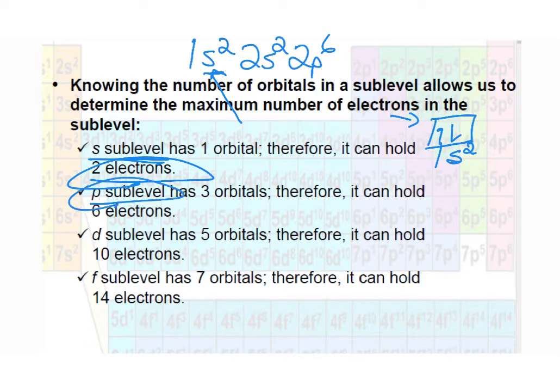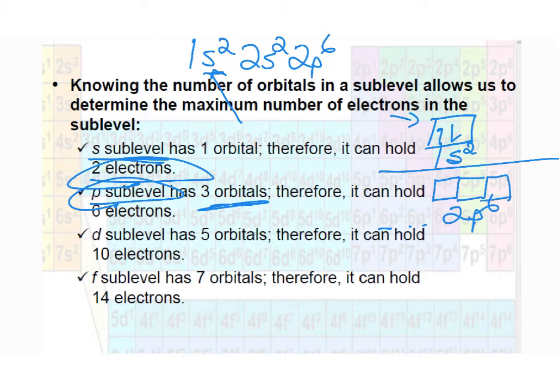A P sublevel has 3 orbitals. So let's say 2p6 was part of the electron configuration. Every time you draw an orbital diagram and there is a P sublevel, there are 3 orbitals, so you have to draw 3 boxes, one for each orbital, and then put however many electrons in those orbitals as the exponent tells you to. A D sublevel has 5 orbitals. It means 5 boxes if you're drawing an orbital diagram, and an F sublevel has 7 orbitals. So this you just need to commit to memory.